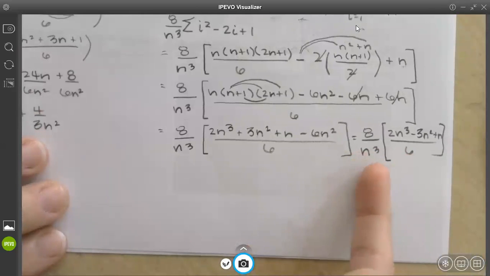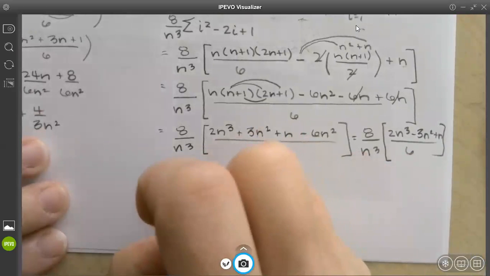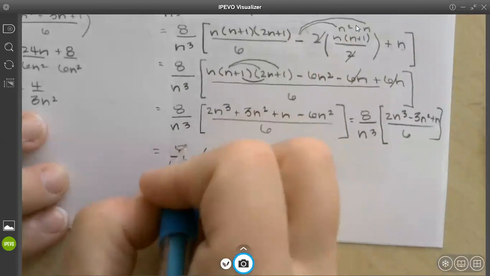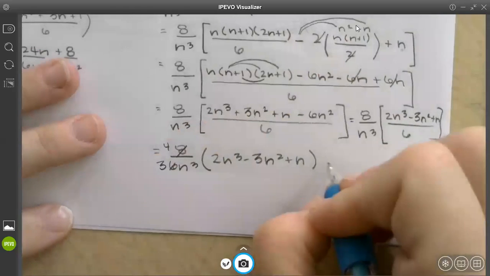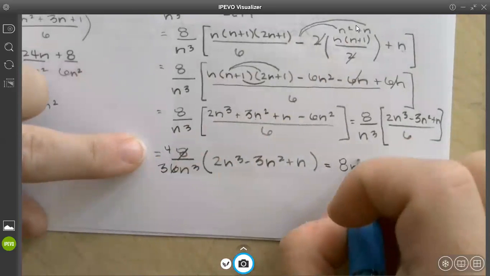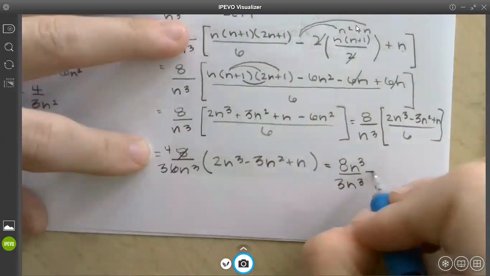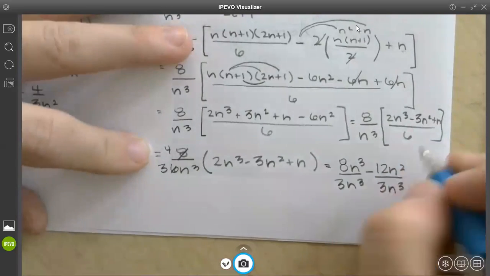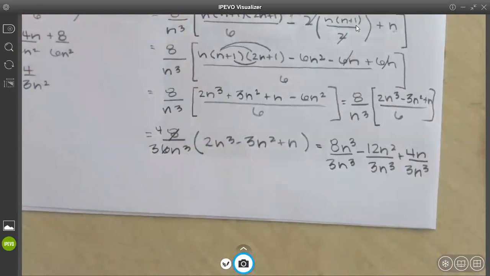I'm going to pull this 6 out to make it a little bit easier. Why does that help me? I can reduce the 6 and the 8 to be 4 over 3. And then I can distribute and reduce. So what is 4 times 2n cubed? And then on the bottom we have 3n cubed. What is 4 times negative 3n squared? And then 4 times n is... over 3n cubed. And the last step is to simplify that.